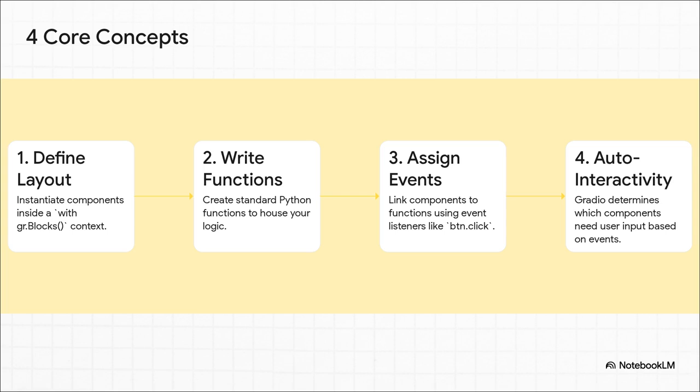Second, you write your Python functions just like you always would. Third, and this is the most important part, you assign events. You tell Gradio, hey, when this button gets clicked, I want you to run this function, take the input from that text box, and stick the result in this other text box. And lastly, Gradio is smart enough to figure out the rest and make everything interactive for you.